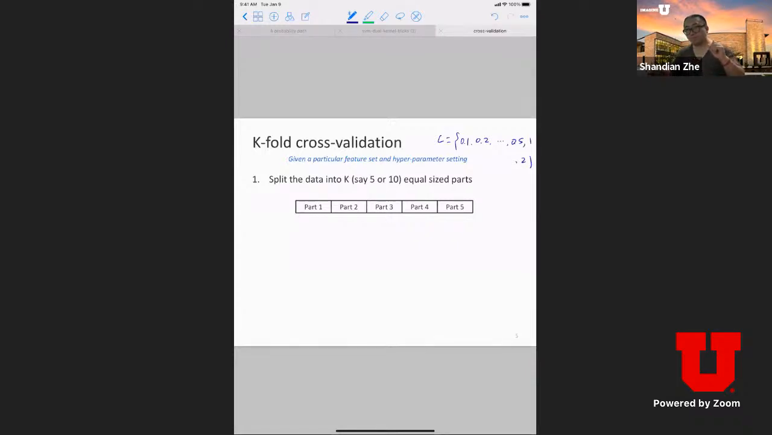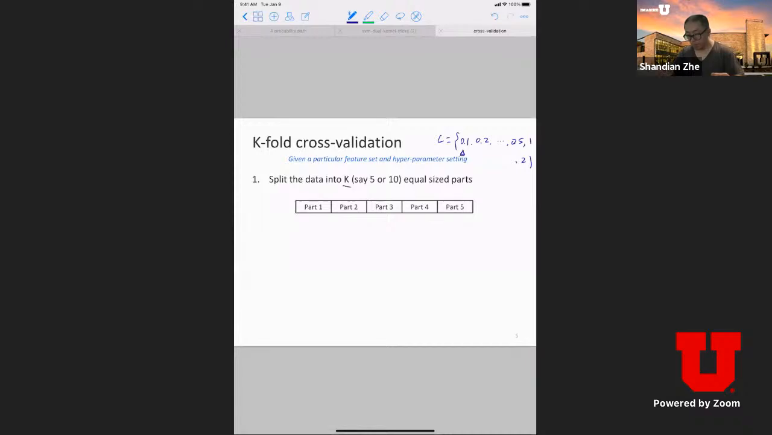And then we're going to evaluate the performance of using each particular choice of C. Then we pick the one that has the best performance. Then the remaining question is, how do we evaluate a particular setting of C? We're going to perform cross-validation.